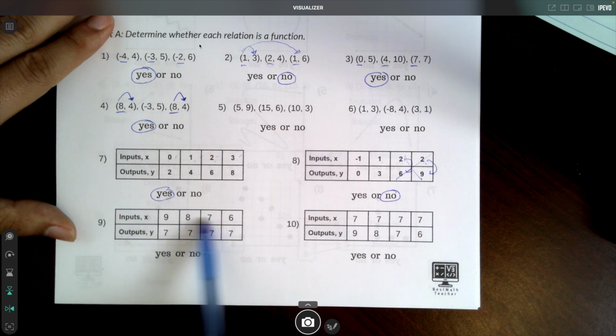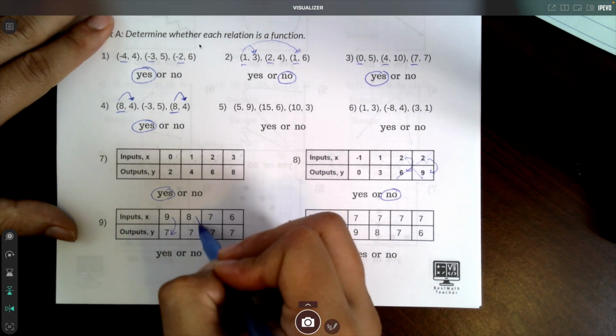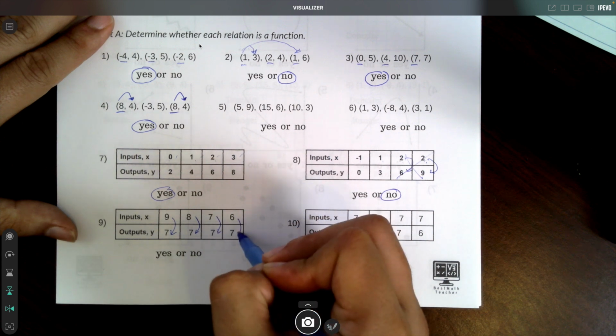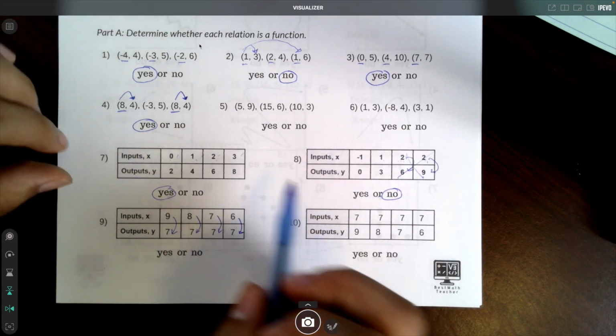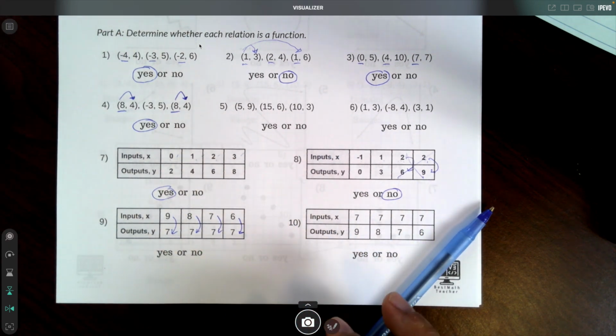These are all inputs that are different, 6, 7, 8, 9. They're all going to the same number. That's okay. Think of it like this: you can get your bachelor's degree from college if you go to Cal State Channel Islands, if you go to UCSB, you go to Cal Lutheran, you go to UCLA, you can still get your bachelor's degree. That's okay.